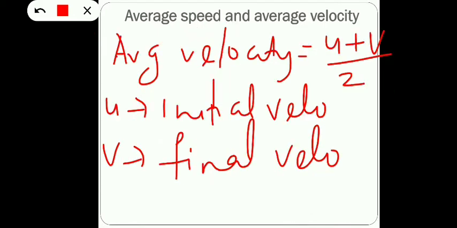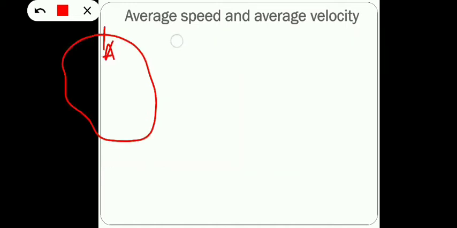So here we have one more expression to find average velocity, that is (u plus v) by 2, where u is the initial velocity of the object and v is the final velocity of the object. So this is also another expression to find average velocity of an object, that is (u plus v) by 2. Now, let's discuss some more things in connection with average speed and average velocity.